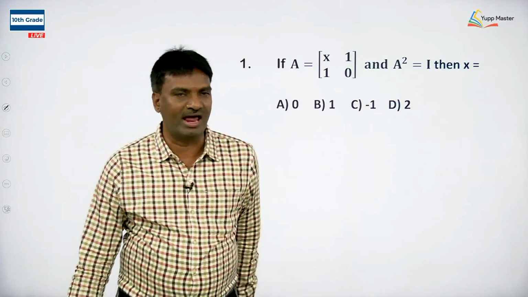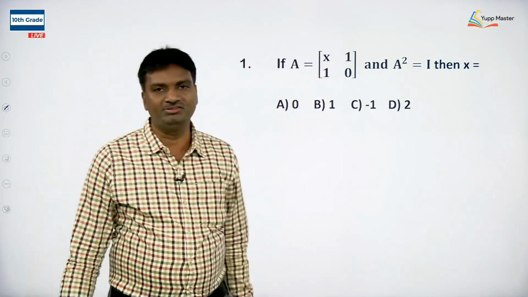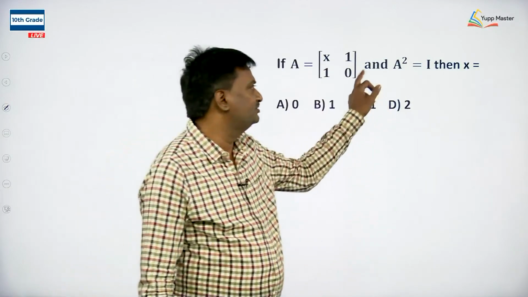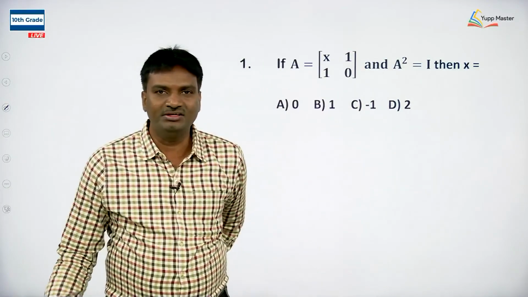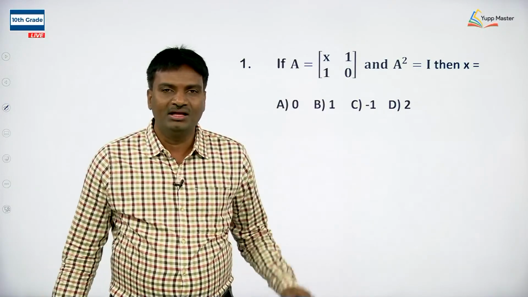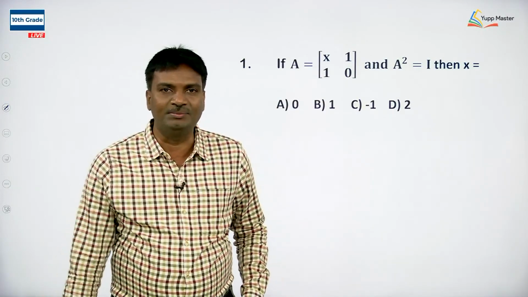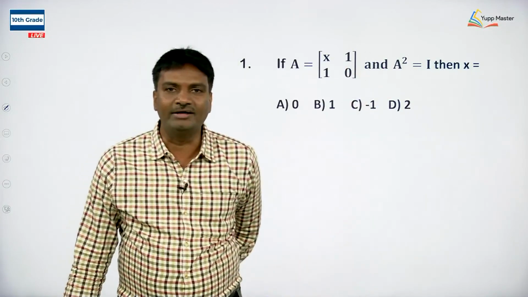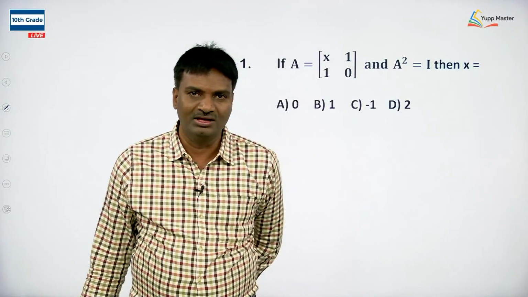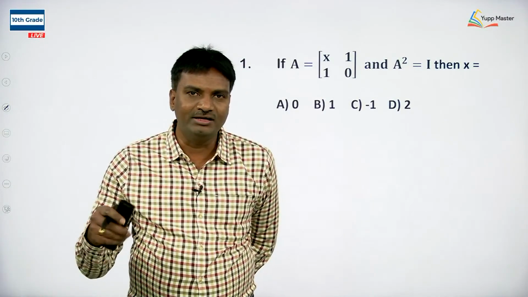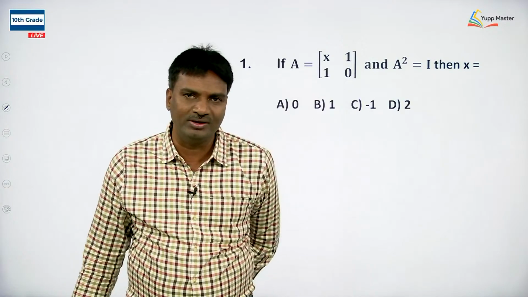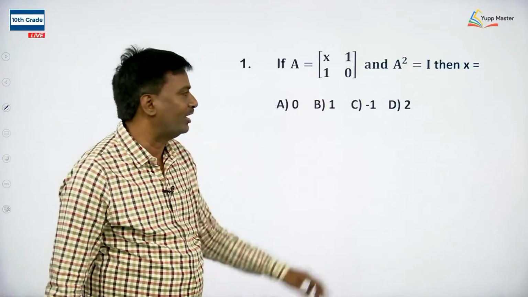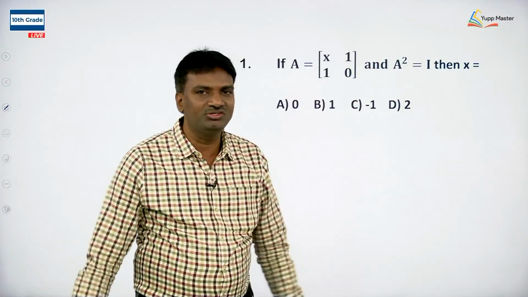Here the problem is given as, if A equals [x 1; 1 0]. So clearly that is a 2 cross 2 matrix, and according to the problem the condition is A squared equals I. A squared is known as A into A, that is nothing but the matrix multiplication between A and A only, equal to I. I is nothing but the identity matrix of order 2 by 2. So here you must take the identity matrix I as [1 0; 0 1] only, because according to the problem the matrix A is given as a 2 cross 2 matrix. So that's why we must take I as [1 0; 0 1].